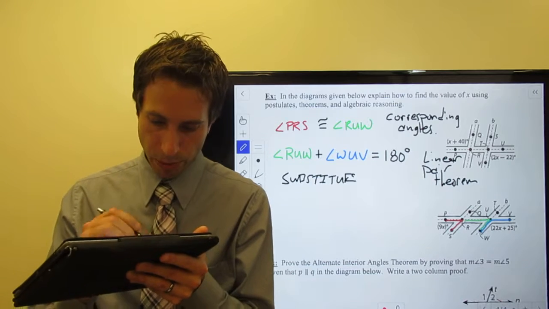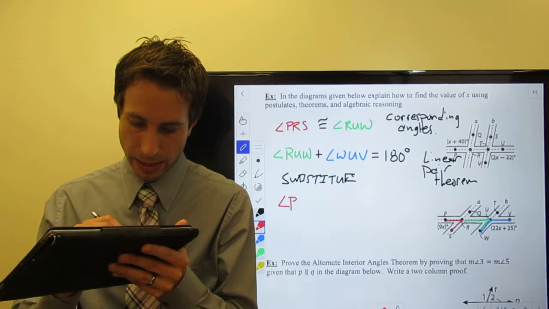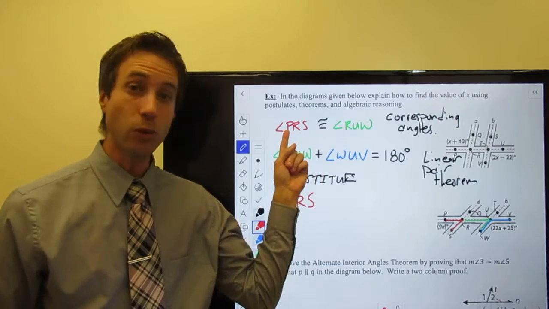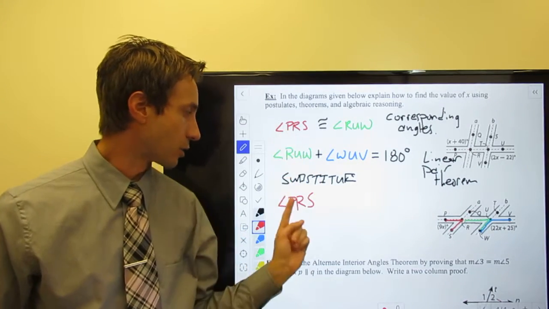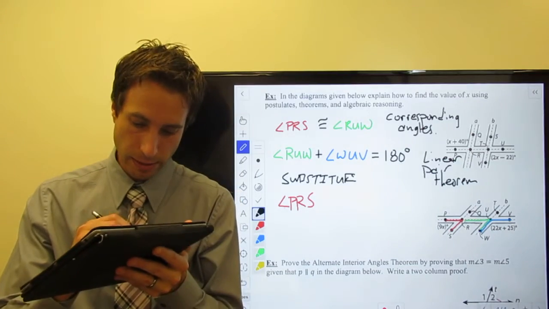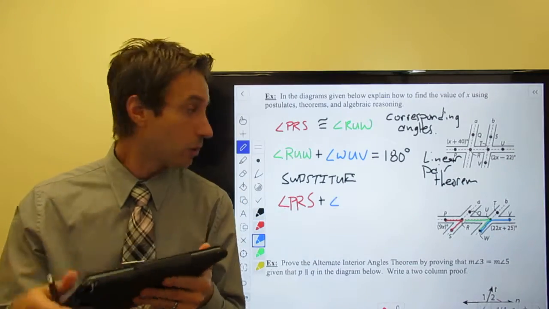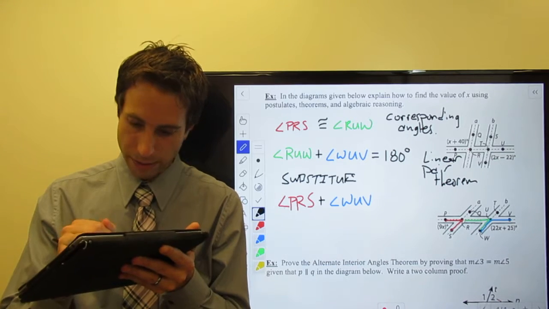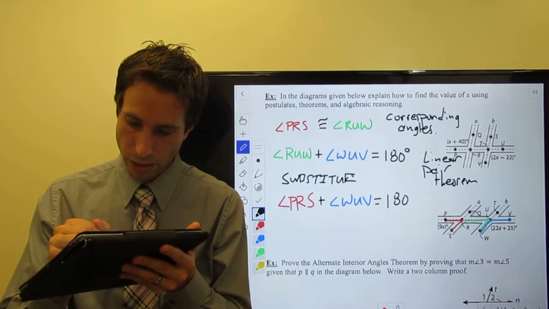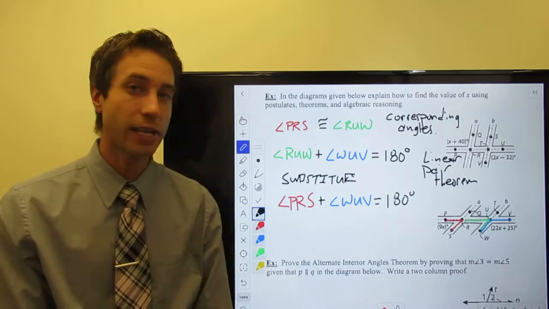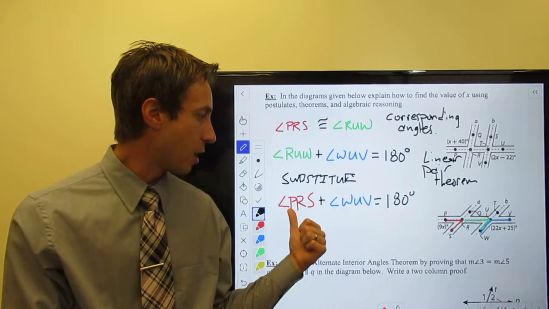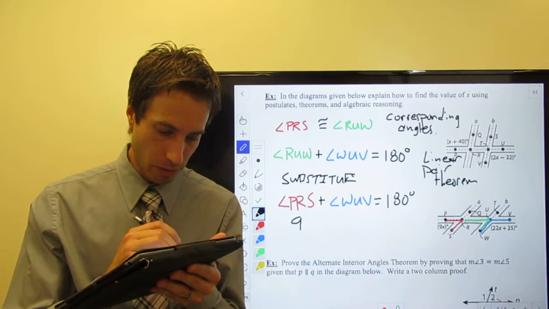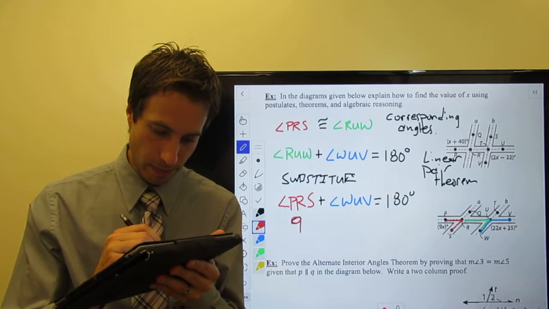So we're going to substitute. And here's what I wind up with. I wind up with angle PRS. It was RUW, but RUW is equal to angle PRS. So angle PRS plus angle WUV all have to be equal to 180 degrees. And guys, here you go. What you've got is another algebra problem. I know angle PRS. It's 9x. Plug it in.